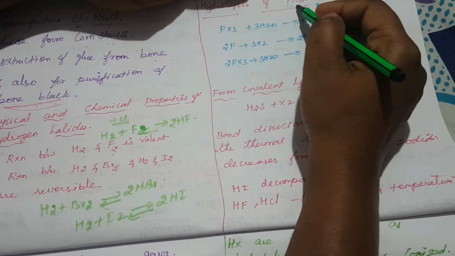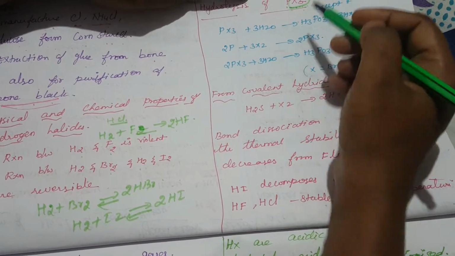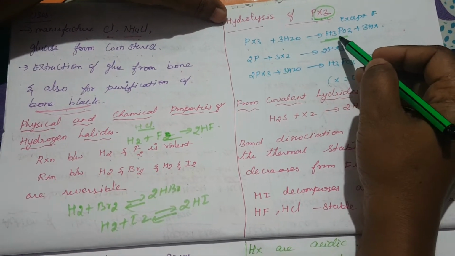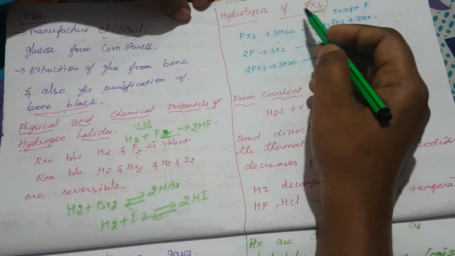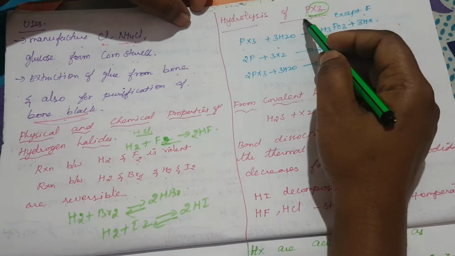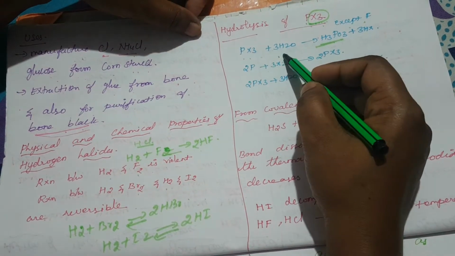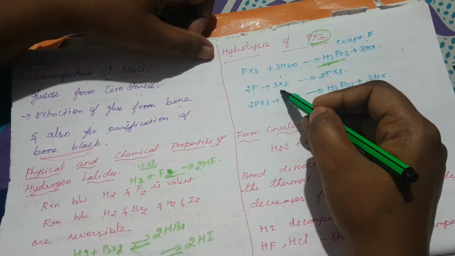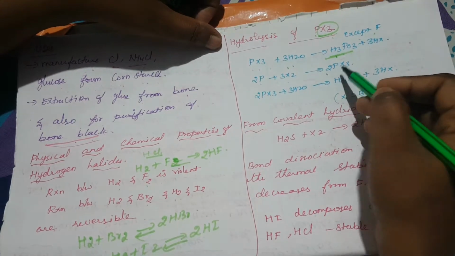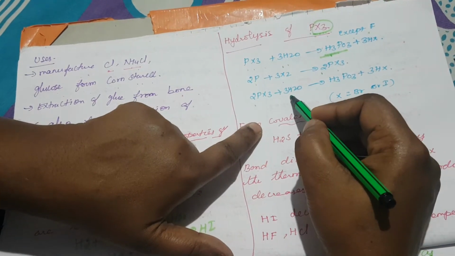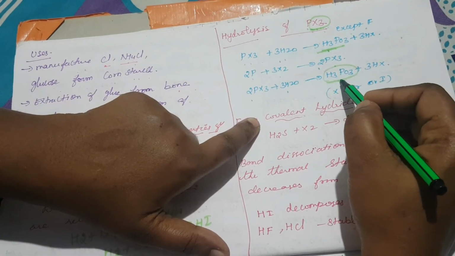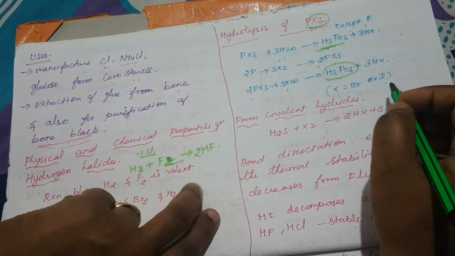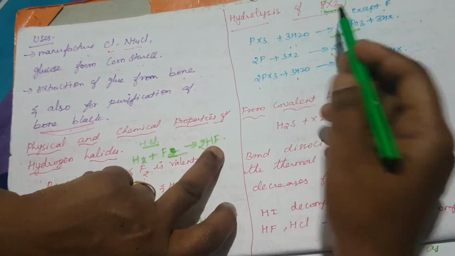That is phosphorus trihalide, PX3, plus 3 molecules of H2O. This gives phosphorous acid, H3PO3. Except fluorine, all the remaining halogens undergo hydrolysis. So phosphorus trihalide hydrolyzes to form phosphorous acid, H3PO3, and 3HX. Here X equals Br or iodine. Okay, this is the hydrolysis of PX3.